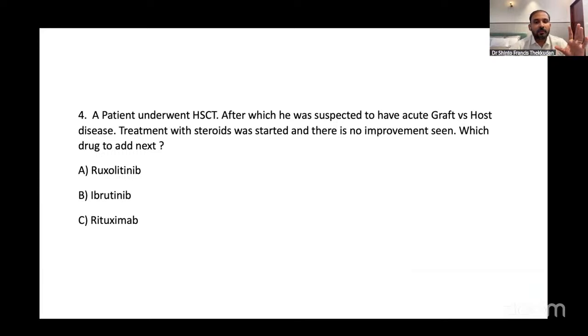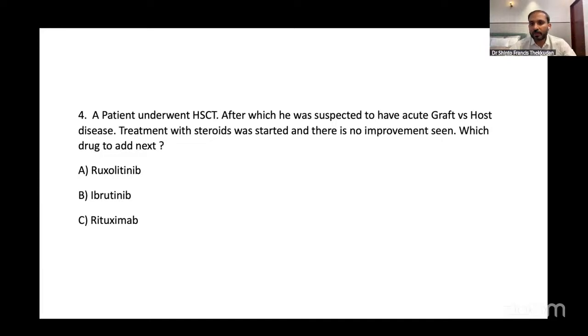So this is the transplant scenario. A patient underwent a hematopoietic stem cell transplant. This they haven't mentioned. Probably in the original question they might have mentioned it's an allo transplant. After which he was suspected to have acute graft versus host disease, acute GVHD. So treatment with steroids. So first line of acute GVHD is always steroids, IV methylprednisolone.